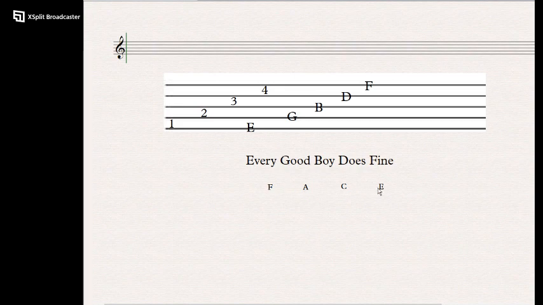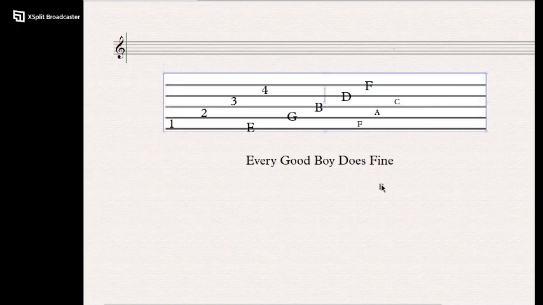And you can see I have the word face down here. One of the easy ways to remember this is that face and space rhyme, and it works the same way. So this first space would be F. Second space, A. Third space, C. The fourth space would be E.